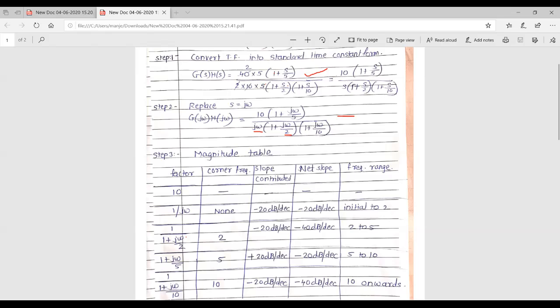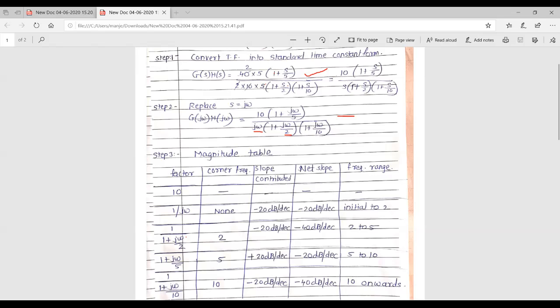So now the corner frequency column. For this factor K, there is no corner frequency, because this factor K is open loop gain K. It is a real number. There is no imaginary part. There is no omega part. So this is independent of frequency. This factor is independent of frequency. So there is no corner frequency for factor K. Even if this K is equal to 1, corner frequency would be none.